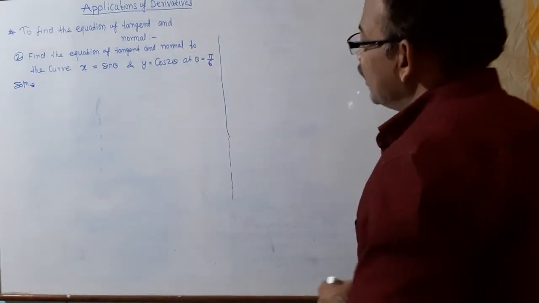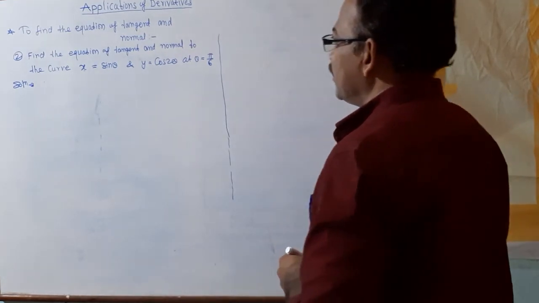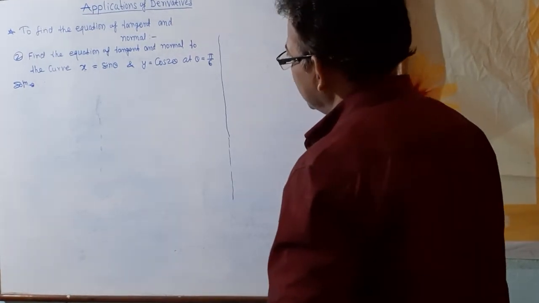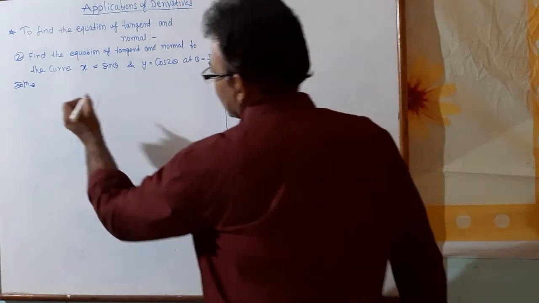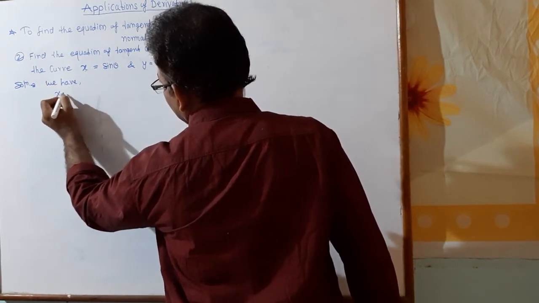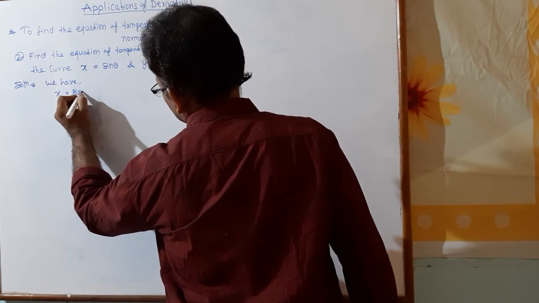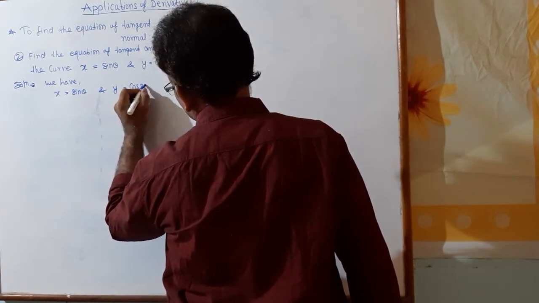Continue second problem. Find the equation of tangent and normal to the curve x equal to sin theta and y equal to cos 2 theta at theta equal to pi by 6. So note that here parametric equations are given. So first write that, given that x equal to sin theta and y equal to cos 2 theta.